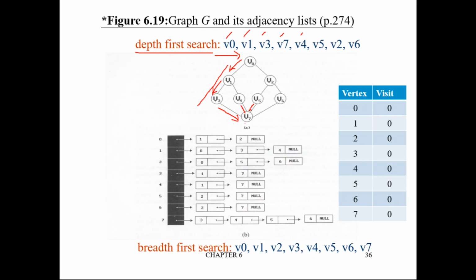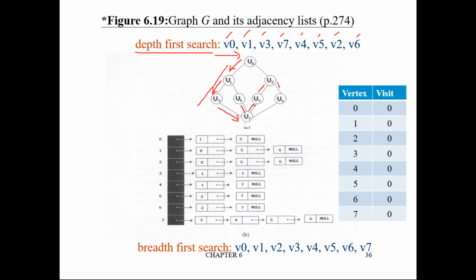Now from V5, V7 is visited, so visit V2. V2 is not visited, so after visiting V5, visit V2. Now from V2, V0 is visited, but V6 is not visited. So visit V6. Now from V6 everything is visited. You came to V6 from V2, so go back to V2. Now from V2 everything is visited, V0 and V6. You reached V2 from V5, so go back to V5.